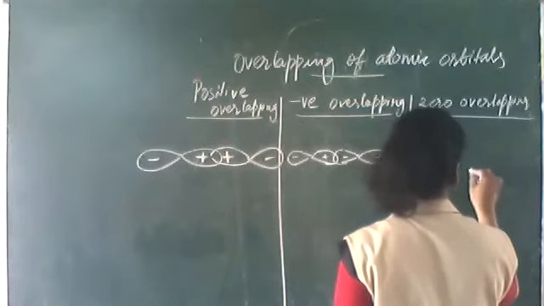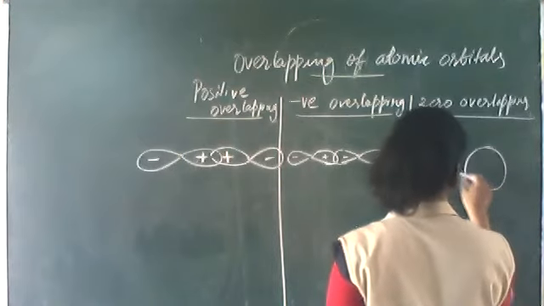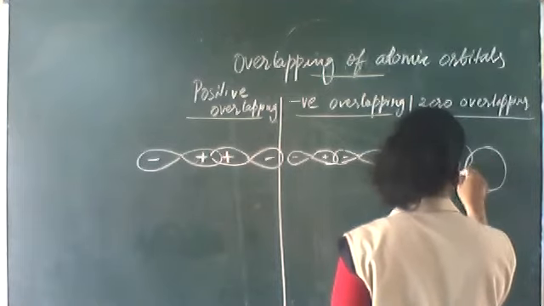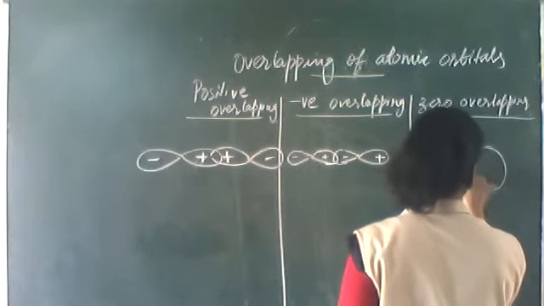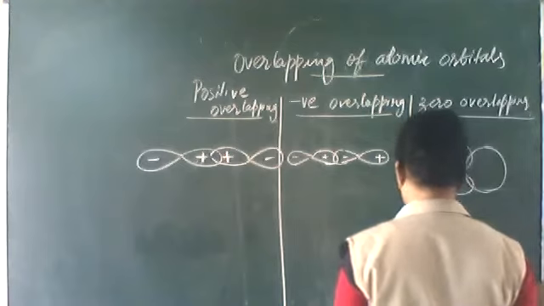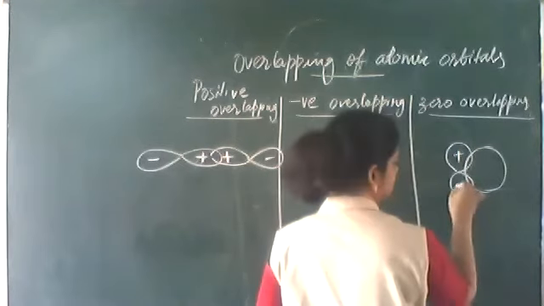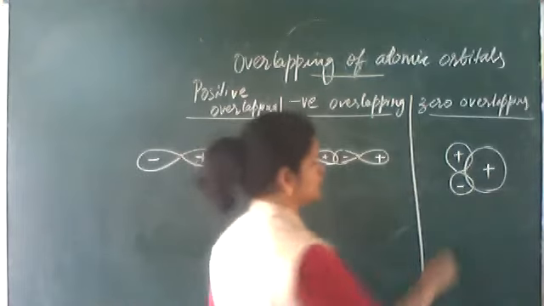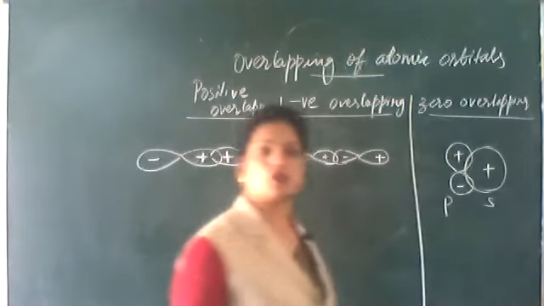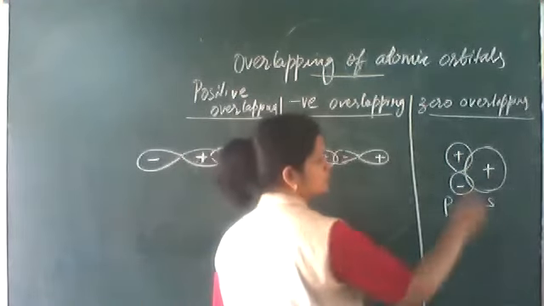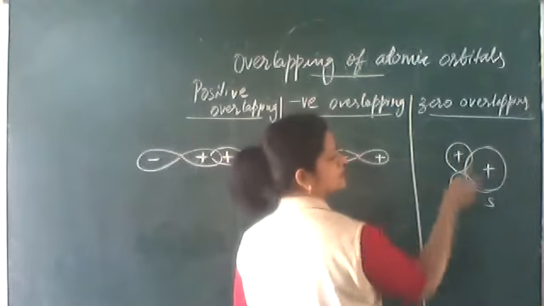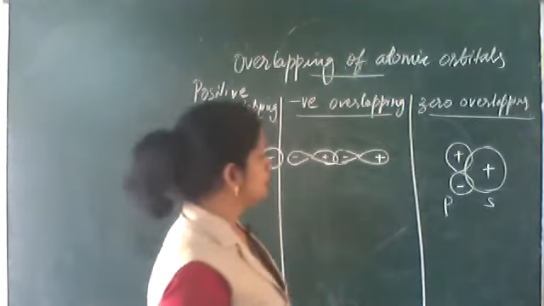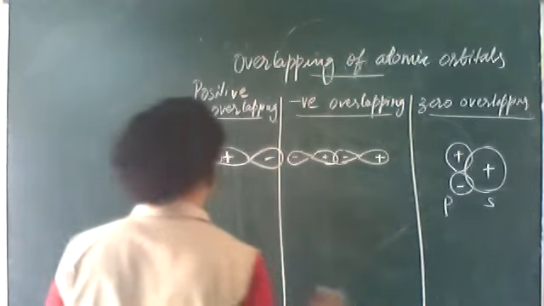So here, this is positive, this is negative. The s orbital is always positive. This is p, this is s. So here, this positive overlap is cancelled by the negative overlap. So we call it zero overlap. So that's about one.